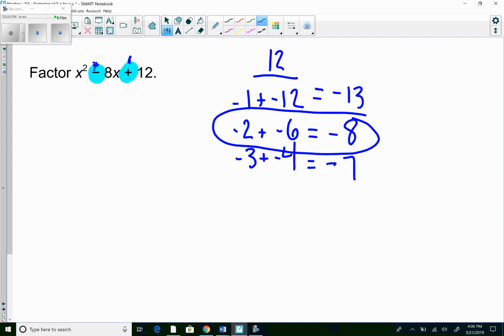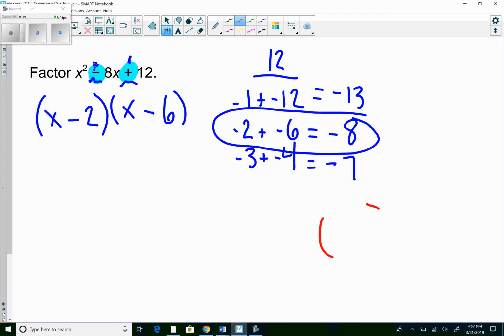So here's what we're looking at. We're looking at these two factors. Okay, so I've got x and x. I look at these signs, they're opposite signs, which means that they both have to be negative in order for you to get that positive there. And then I'm going to put 2 and 6 in here.